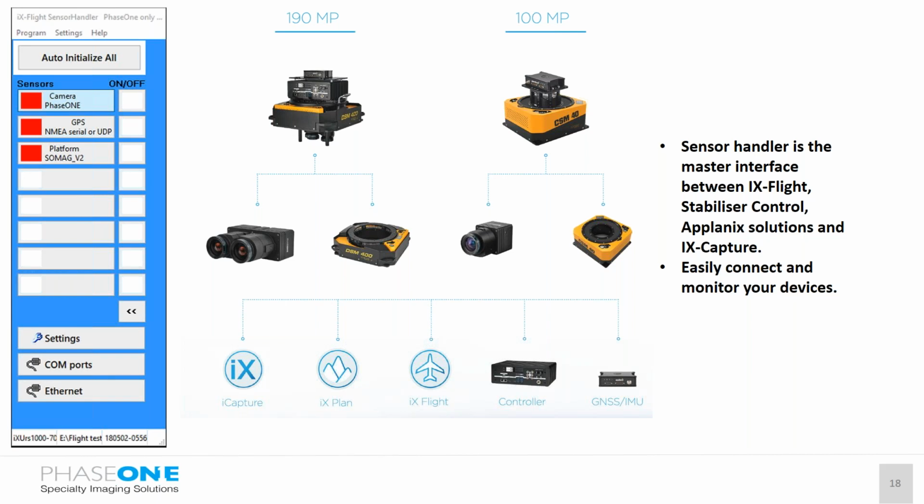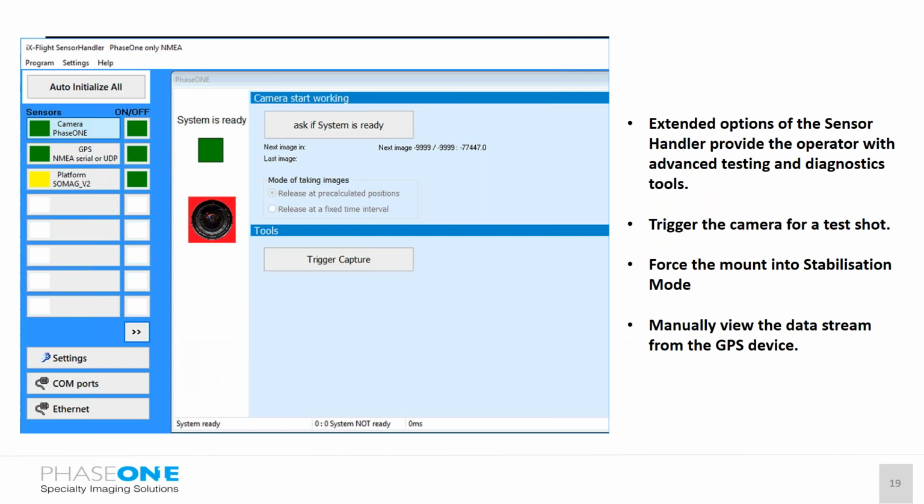It's easy to connect your devices, and it's easy to monitor your devices for a connection and also for their ready status. So as mentioned, to monitor the connection and ready status, you can see now on the left, everything is highlighted as green. This shows that everything is connected and is ready for operation.